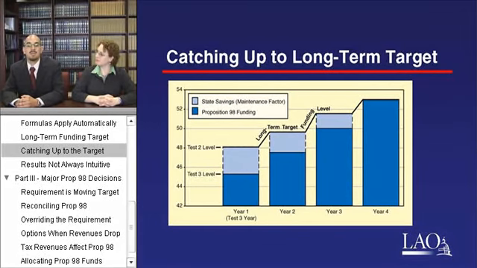The amount of time it takes to build back up to the long-term target depends on the size of the maintenance factor and on the state general fund revenues growth. It could happen in a few years, as in this example, or it could take a longer period of time. Again, a similar catch-up process takes place in years following a legislative decision to suspend Proposition 98 and provide less than the formulas require.